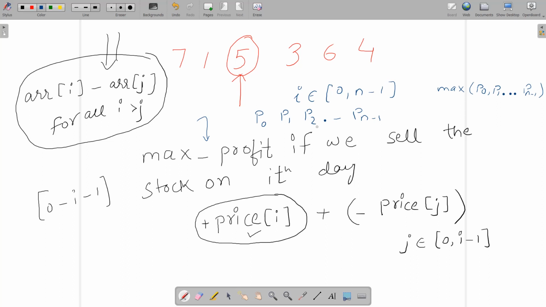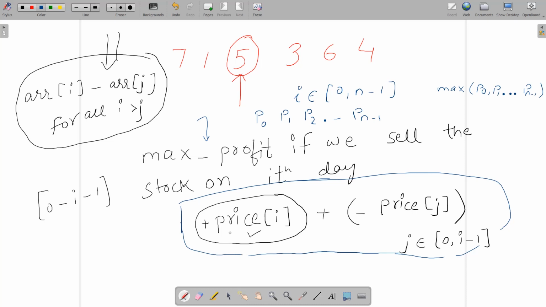So how do we calculate the profit if we sell the stock on the ith day? This is the equation. If we sell the stock on the ith day, we have an increment in the value of price of i, because we are selling the stock on the current day, and we need to buy the stock on one of the previous days. So I will subtract the value of price of j, for any j that belongs to the range 0 to i minus 1.